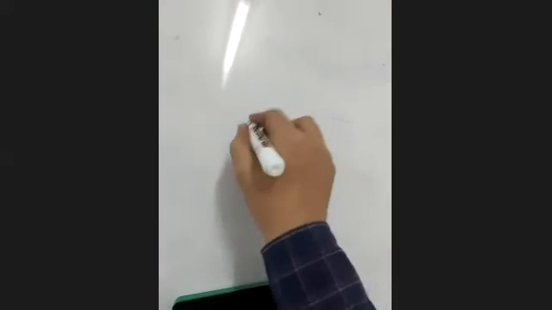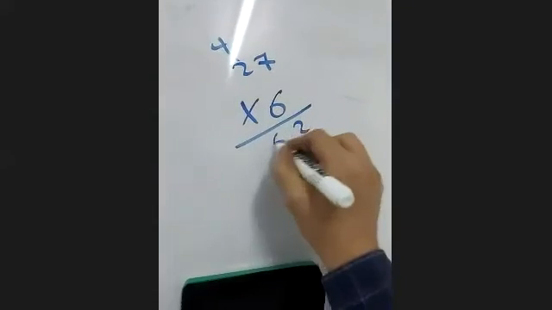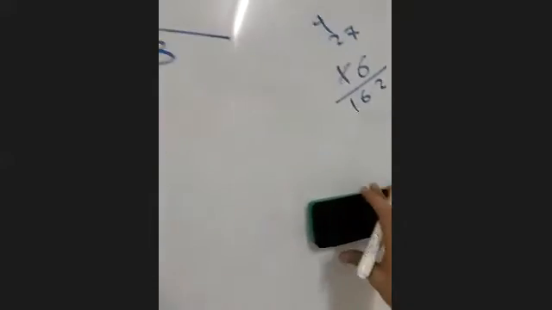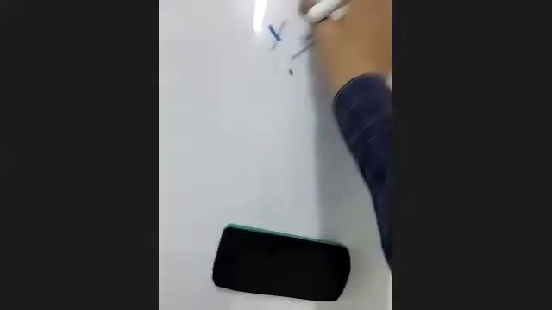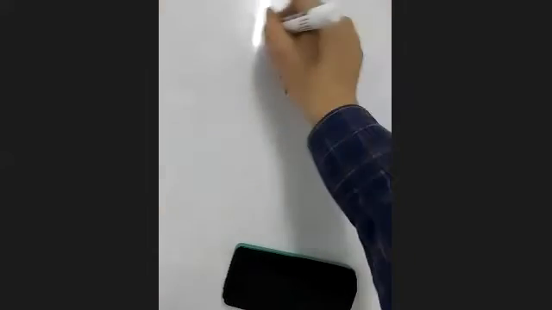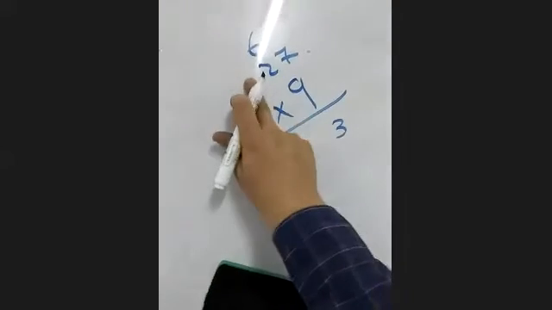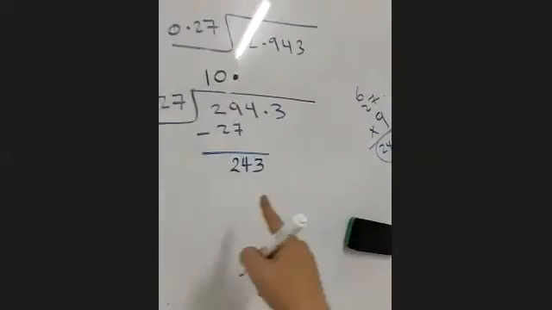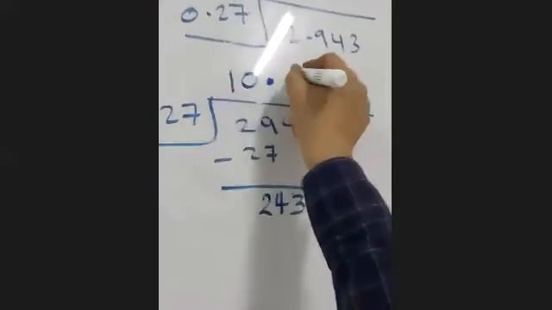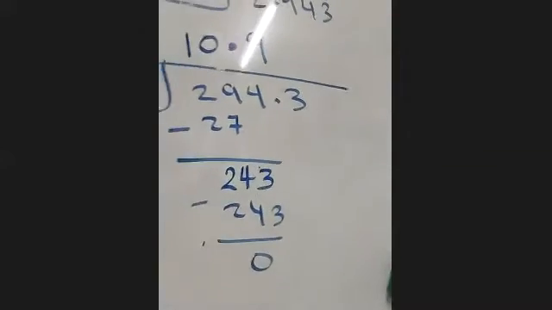Let's guess a number. I'll guess 6. 6 times 27: 6 times 7 is 42, 6 times 2 is 12, with 4, 16. 162, and we have 243. It's still smaller here. Let's guess 9. 9 times 27: 9 times 7 is 63, 9 times 2 is 18, with 6, 24. So I have 243, 243. So my correct choice here is 9. 9 times 27 is 243. Subtract, it is 0.